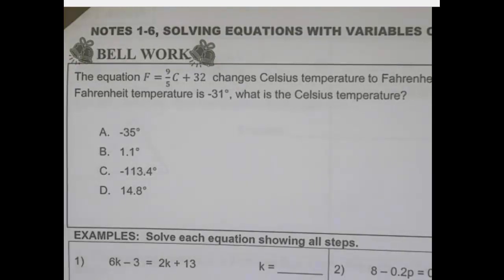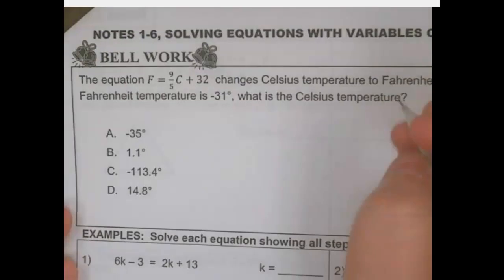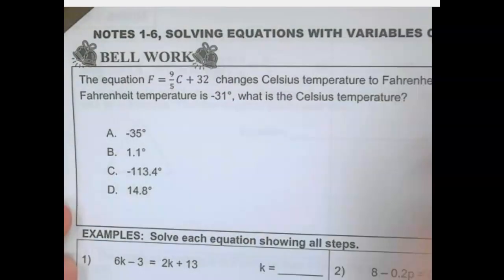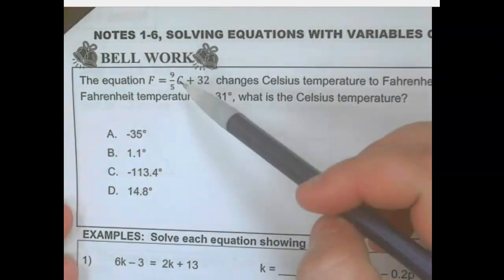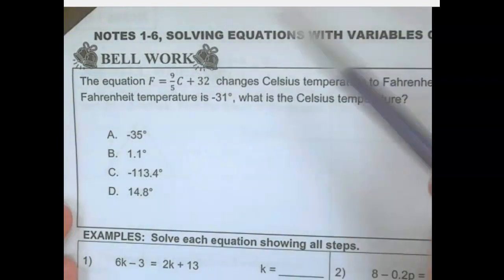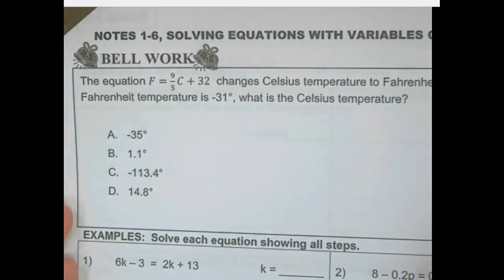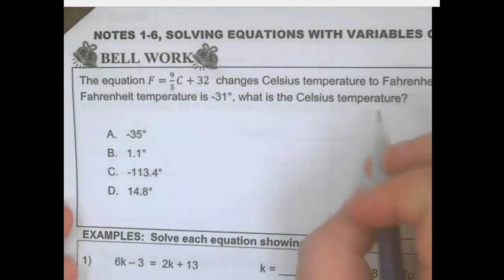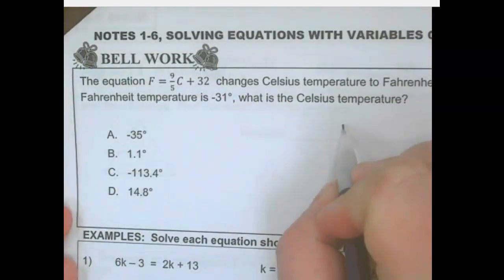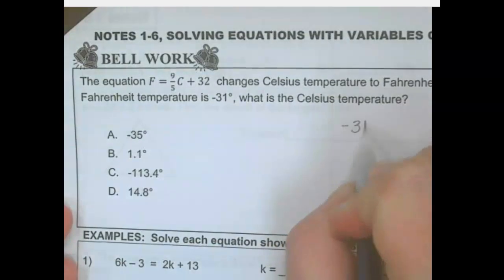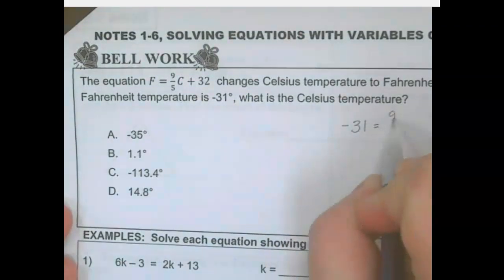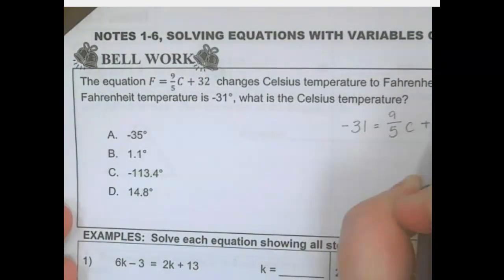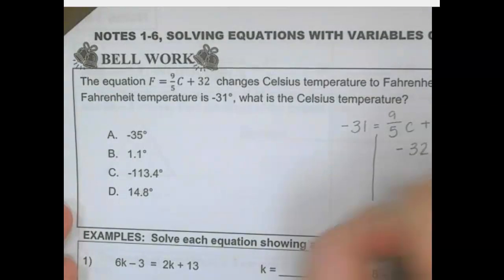All right, is everybody finished with the bell work? The equation 9/5 Celsius plus 32 changes Celsius to Fahrenheit temperature. If the Fahrenheit is negative 31, what is the Celsius? So if I have my Fahrenheit that's negative 31, all I have to do is solve for the variable. So I'm going to subtract 32 from both sides.